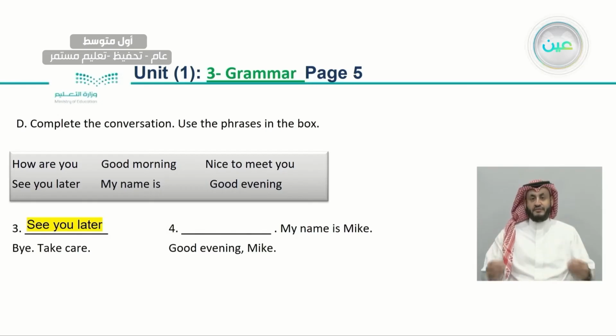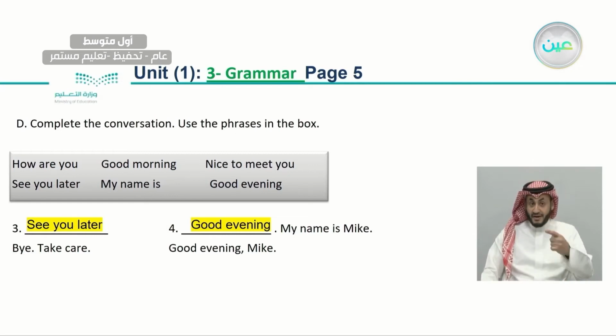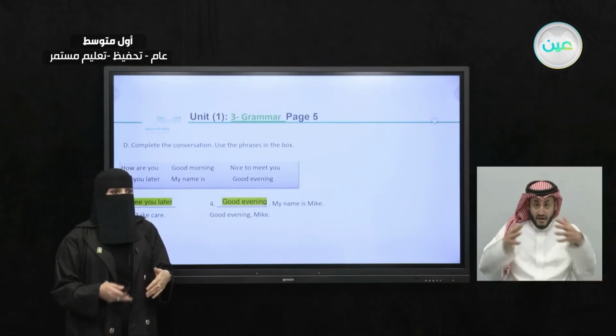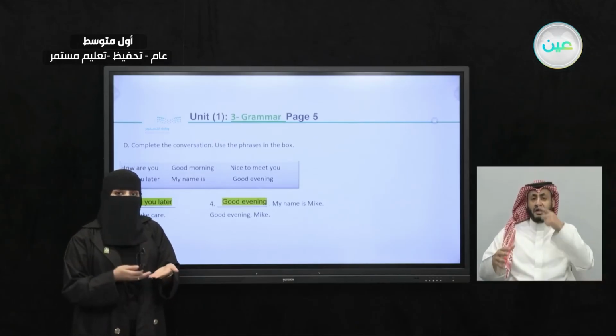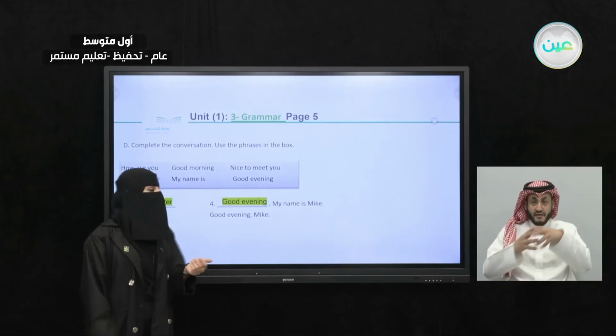Number 4, space, my name is Mike. Good evening, Mike. Try to think. Good evening, my name is Mike, yes. So you could say good evening, good morning, but in here, look at the second sentence, the answer is already there. So if someone is saying good evening to you, you will reply with good evening. If they're saying good morning, you will reply with the same thing based on what time of the day you're meeting them or talking to them.